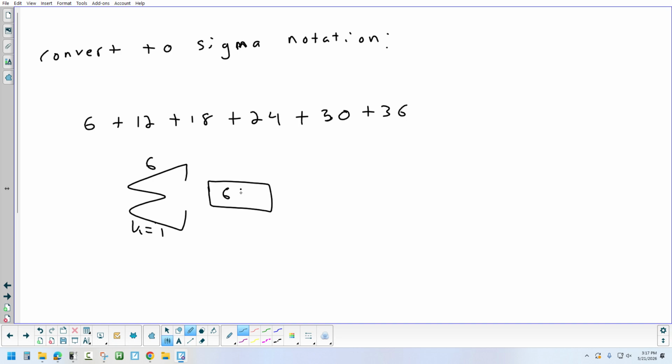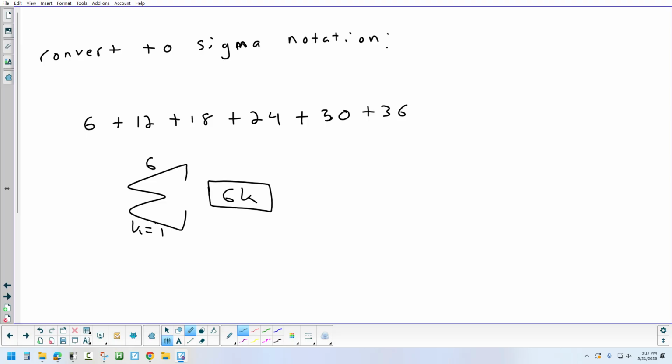Well, if you did 6 plus K, when I plug in 1, I get a 7. And now when I plug in 2, I get an 8. So it's not 6 plus K. Yep. 6K? 6K, yes.